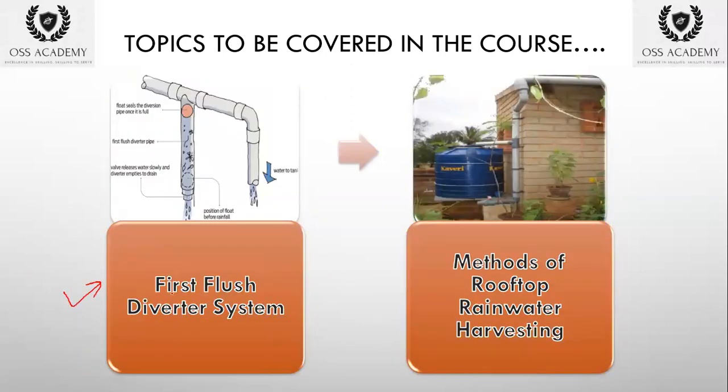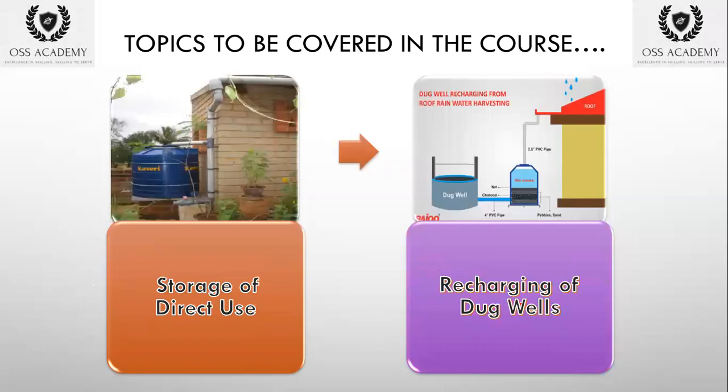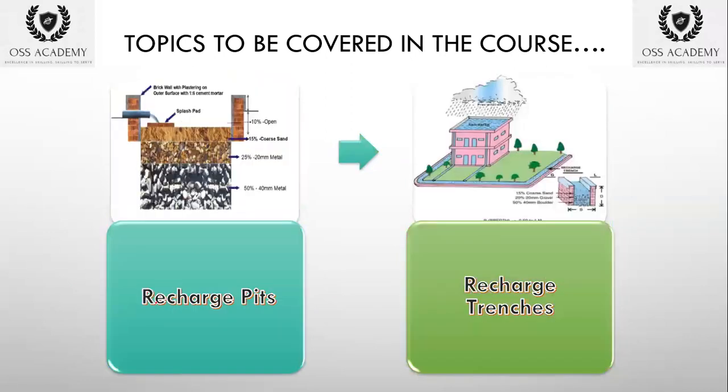Similarly, we're going to see the fundamental concept of the first flush diverter system, which is necessary for a rooftop rainwater harvesting system. We'll also talk about the methods of rooftop rainwater harvesting, how we can safeguard it, and how we can harvest through various kinds of methods. Like we can go for storage for direct usage, and recharging the dug well which is already available, using the harvested rooftop rainwater.